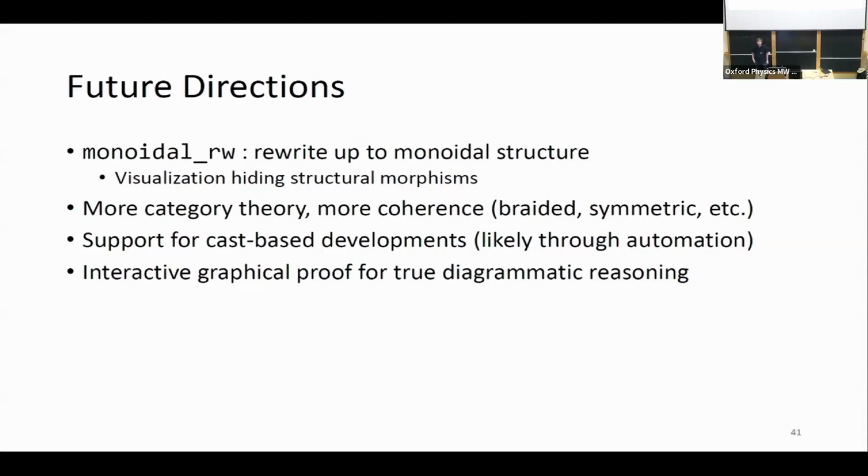Any more questions? So how hard would it be to push this to higher dimensional things, like two-categories? Is that very, very hard, or is it something that's within reach? We haven't tried it. I don't have an intuition.